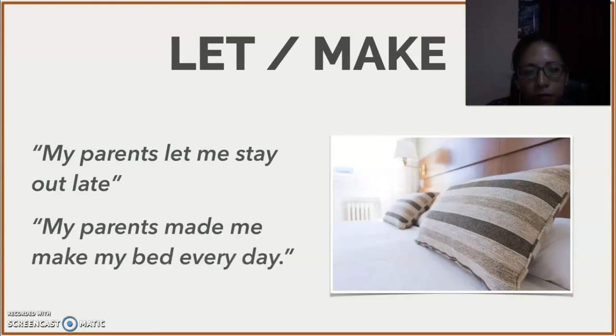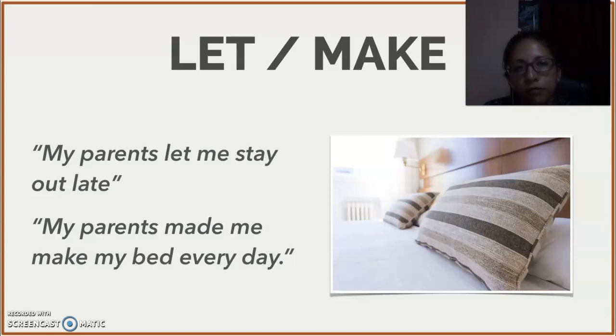Now another example, but this time using make. My parents made me make my bed every day. My parents made me make my bed every day. I'm sure you know what this means. It basically means that they force me to do it, but it's not quite as strong as the verb force. Now, another thing to note is that in both of these sentences, I'm talking about the past. My parents let me stay out late when I was younger. My parents made me make my bed every day when I was younger too.